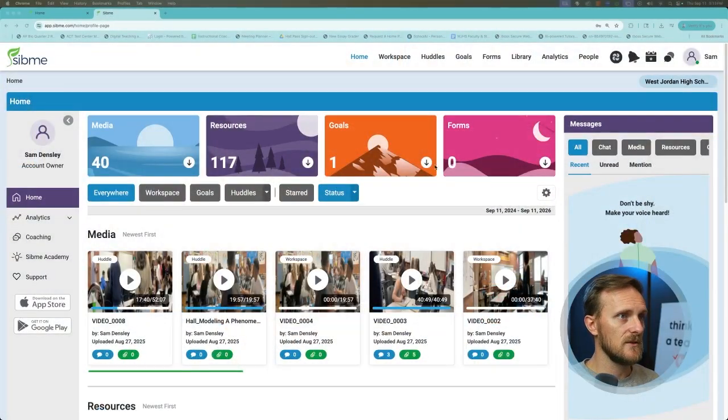All right, so we're going to go over to Sibme. This is the homepage. This is what mine looks like. Yours probably will look a little bit different. But we're going to look where it says media. It goes from newest to oldest.